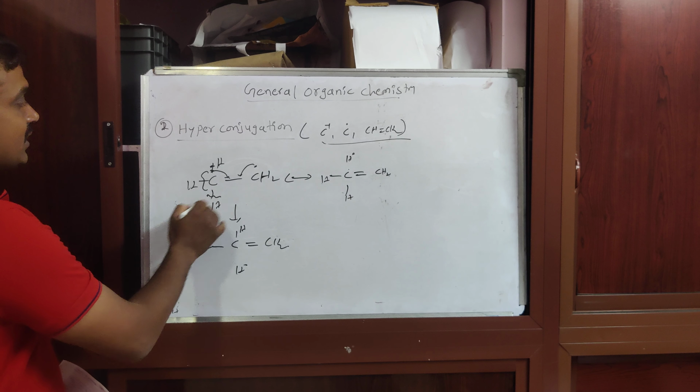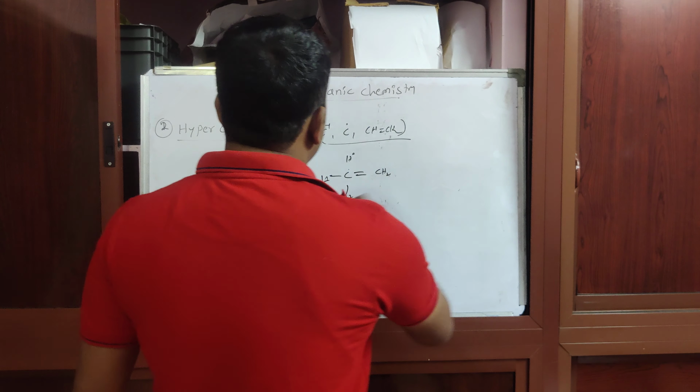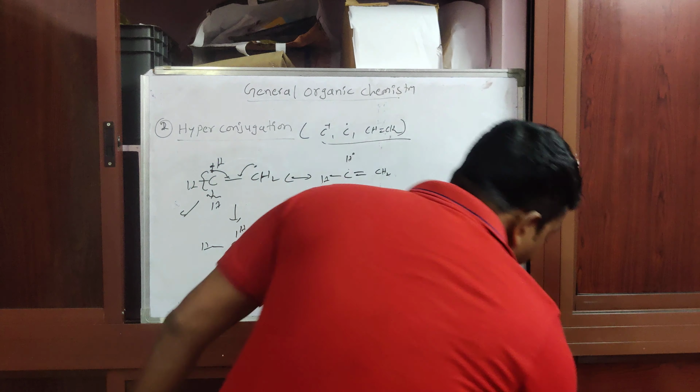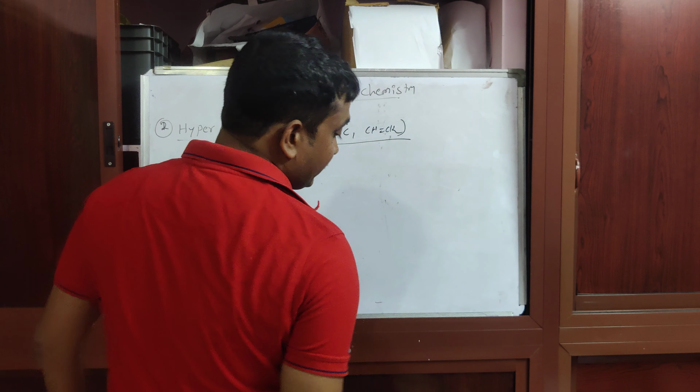If you break this one, the same structure exists. This is also the same. The condition is that in all three cases it will be the same. In the case of free radicals, how can I identify? Let's take examples.